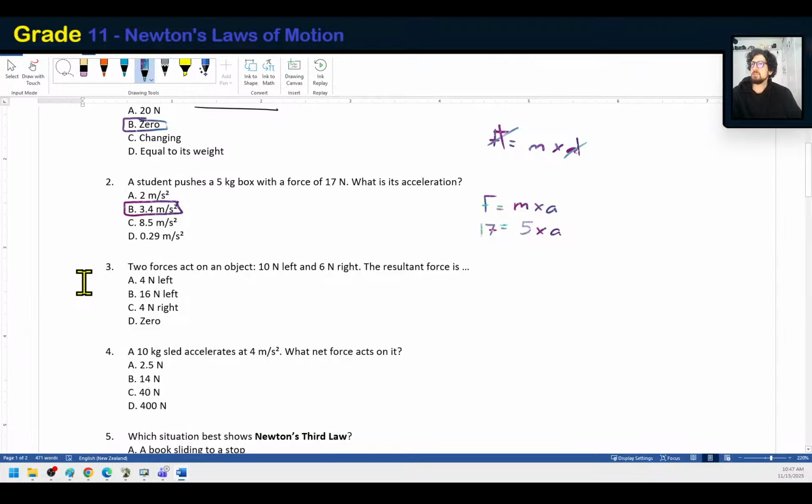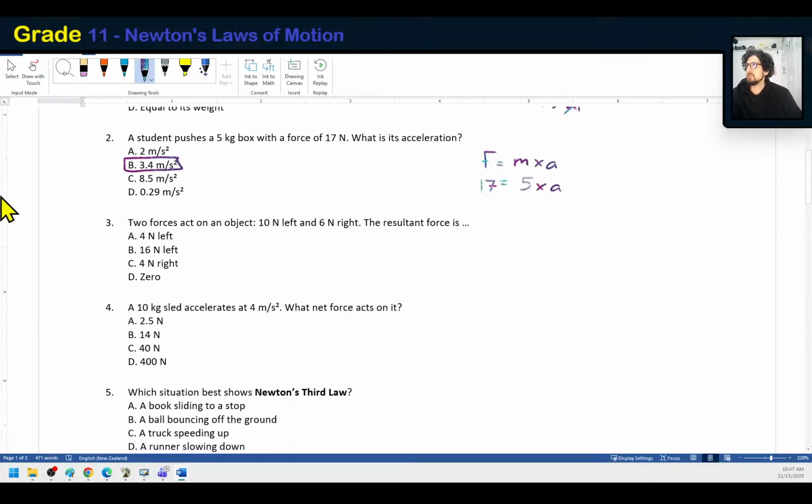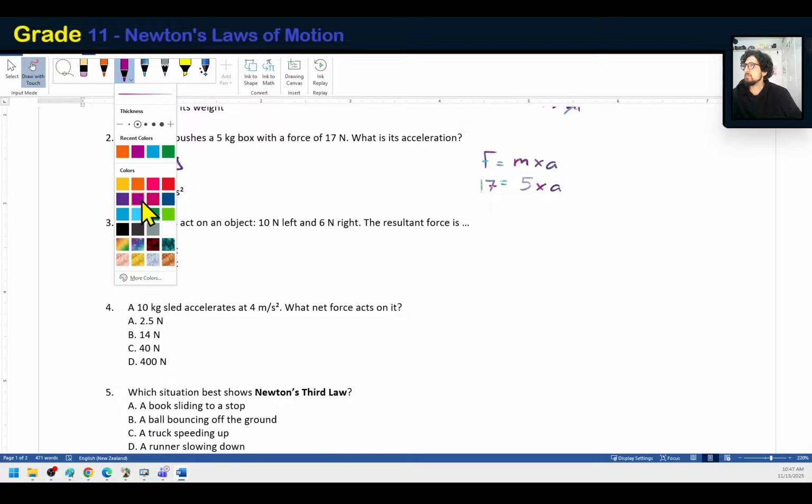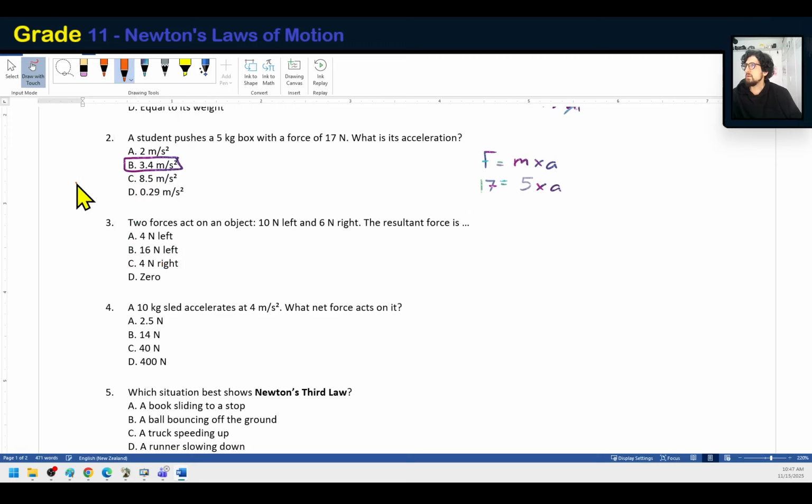Okay, two forces act on an object. That color is a bit too distracting, I think. We'll go with orange. Okay, two forces act on an object, 10 newtons to the left and 6 newtons to the right. The resultant force is going to be what? So 6 newtons to the right, and then 10 newtons to the left. So the result is going to be 4 newtons to the left.